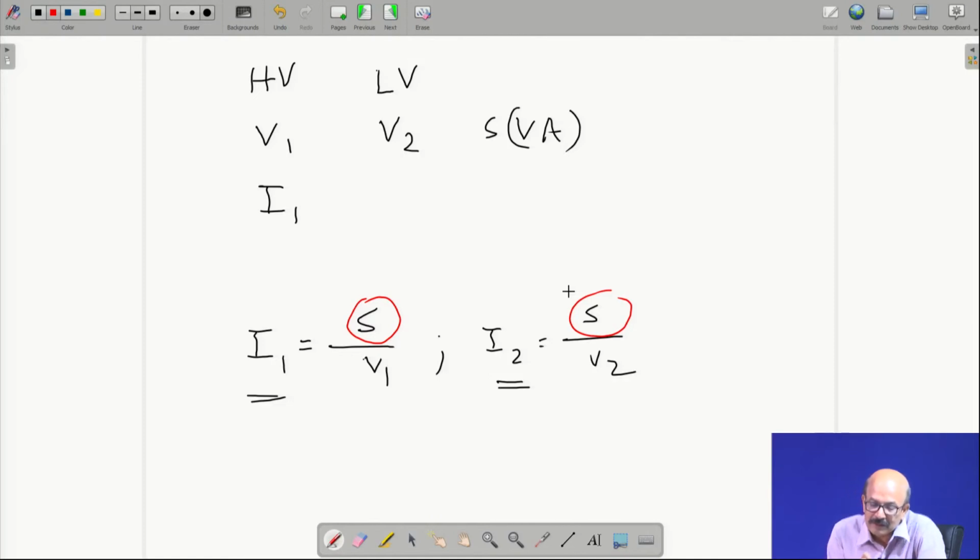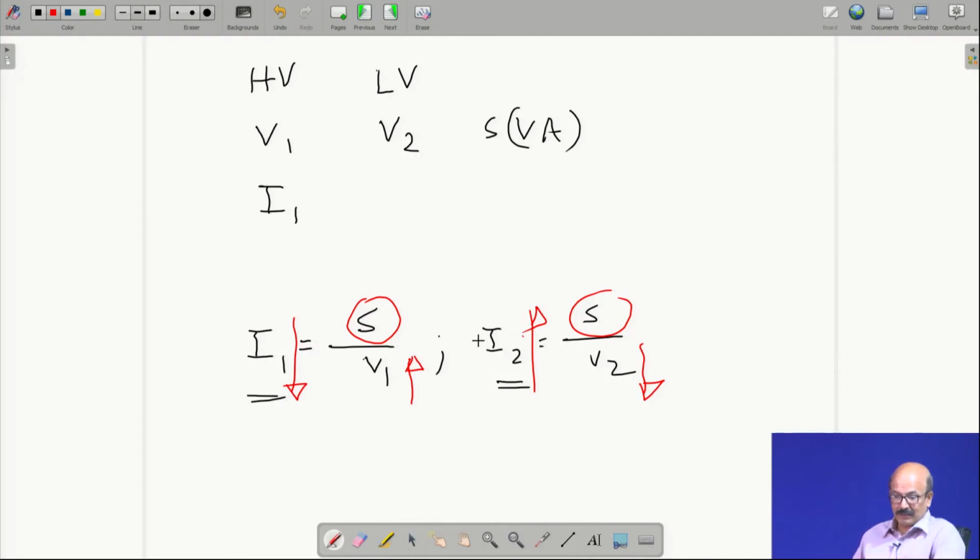On the high voltage side, say 1 is now our high voltage side, V1 is high, so the current will be smaller. Similarly for the low voltage side, V2 is small, so S being the same, the current will be higher. Whenever you design a transformer, you have to take care of all these things, right? So for the sake of completion, this will be your I1 and I2.